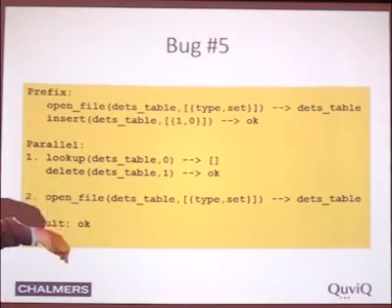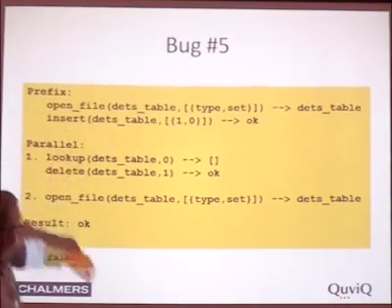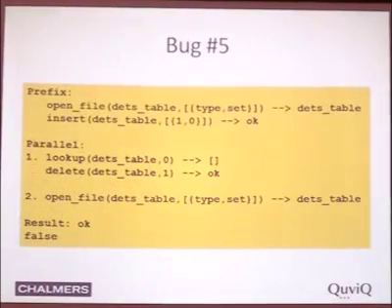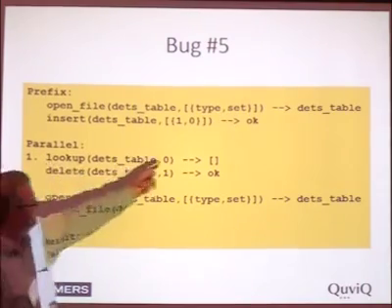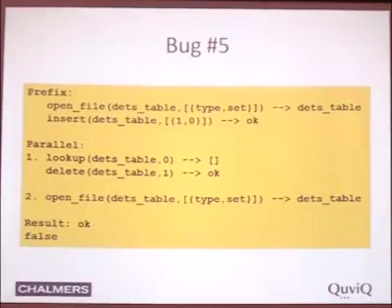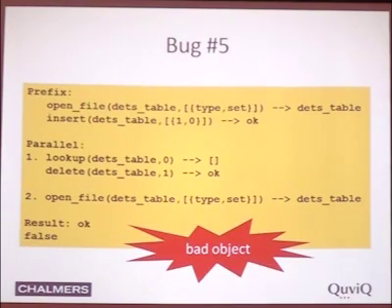Here we are. You open the file, you need something in the table for this one, T10, let's say. And then in parallel, you reopen the file again. We've seen that before. And you do a lookup and a delete. Look up something that's not there, delete the thing that is. All the answers are okay, but when we check the file for corruption, we get a bad object.